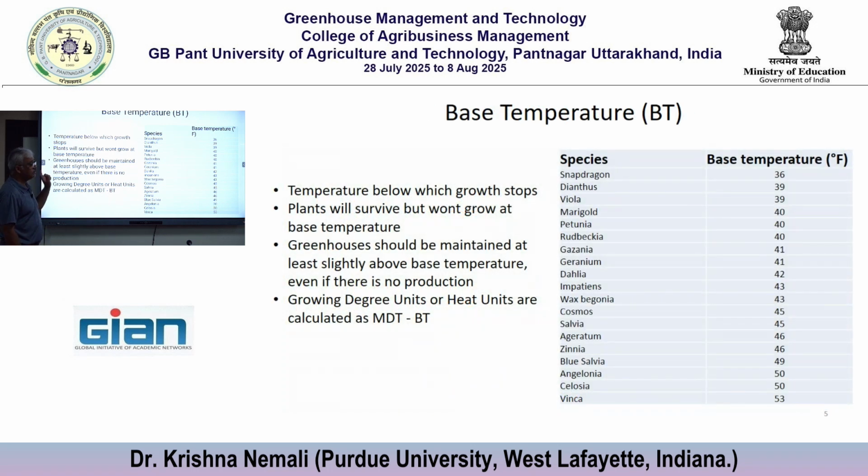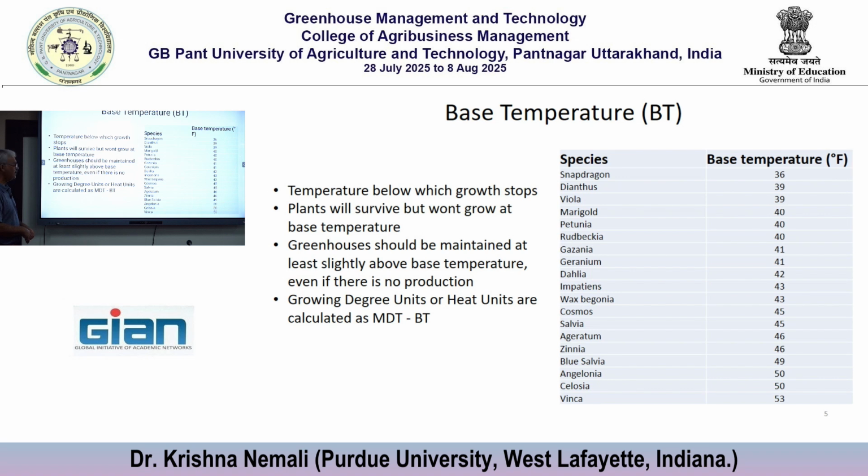There's another term after the mean daily temperature I want you to remember. It's called base temperature. This is the temperature at which the growth stops. Remember I told you there's a temperature at which growth will stop. And here are some species. These are all floricultural crops, and you can see that is the temperature. 36 degrees is pretty close to 0 degrees, or maybe 1 or 2 degrees Celsius. But these are different temperatures at which the species growth completely stops.